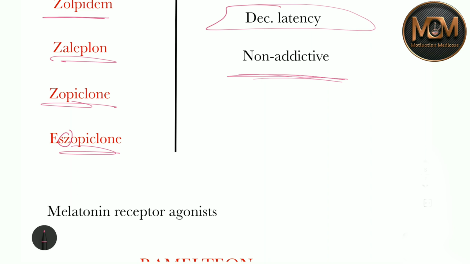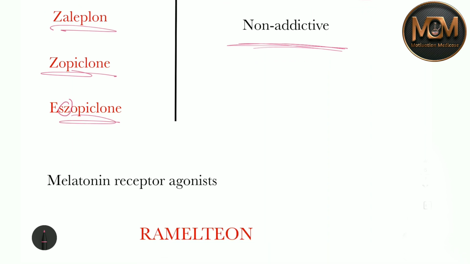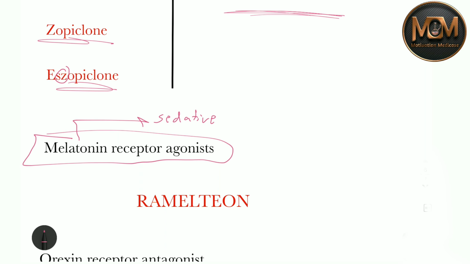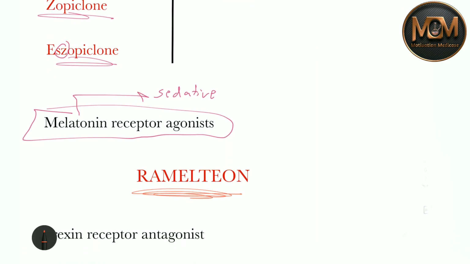Now, the next drug for sleep is a type of melatonin receptor agonist. Let's first understand the physiology of melatonin. Melatonin is secreted in our body at night and is responsible for sleep. It maintains our day-night cycle, and this secretion causes a sedative effect. So we give a drug called ramelteon. Ramelteon increases the melatonin effect in your body, and the person feels sleepy because of its sedative effect. These drugs are non-addictive, that's why they are given.